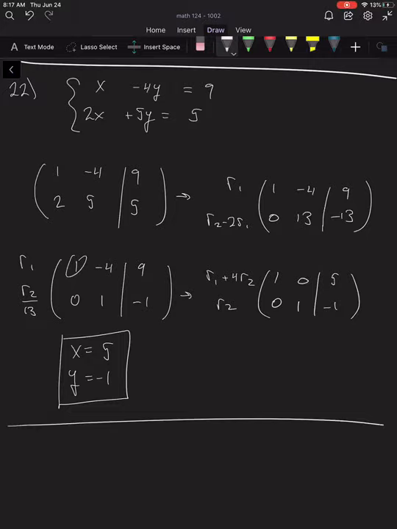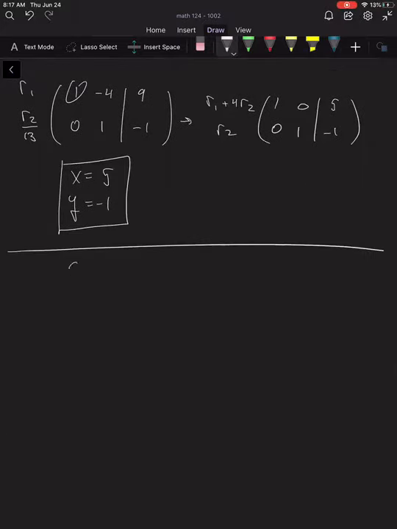Okay, now let's talk about if we have 3 variables. So in this problem now we say we have A1, A2, 3.